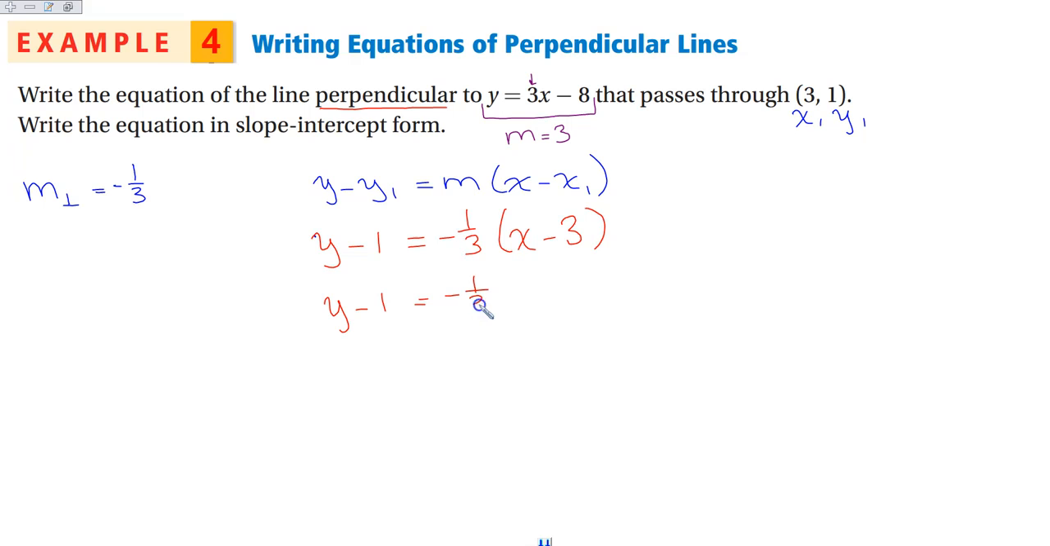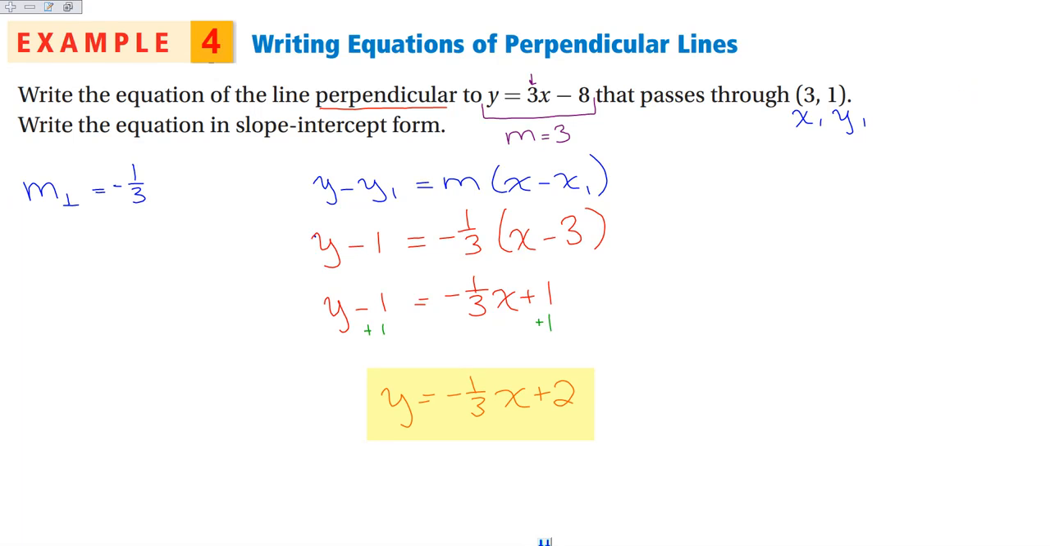I'm going to have negative 1/3 x, and then when I multiply it here, negative times a negative becomes a positive. 1/3 times 3 is a 1. Then the next thing, we're going to add 1 to both sides, and I'm going to get y equals negative 1/3 x plus 2. So these are my answers here, for my line that is perpendicular to this one and goes through this point.